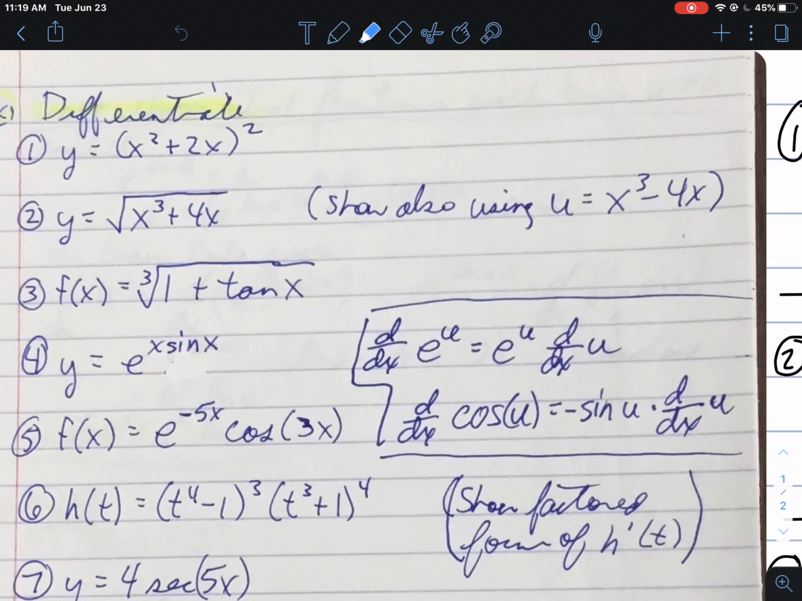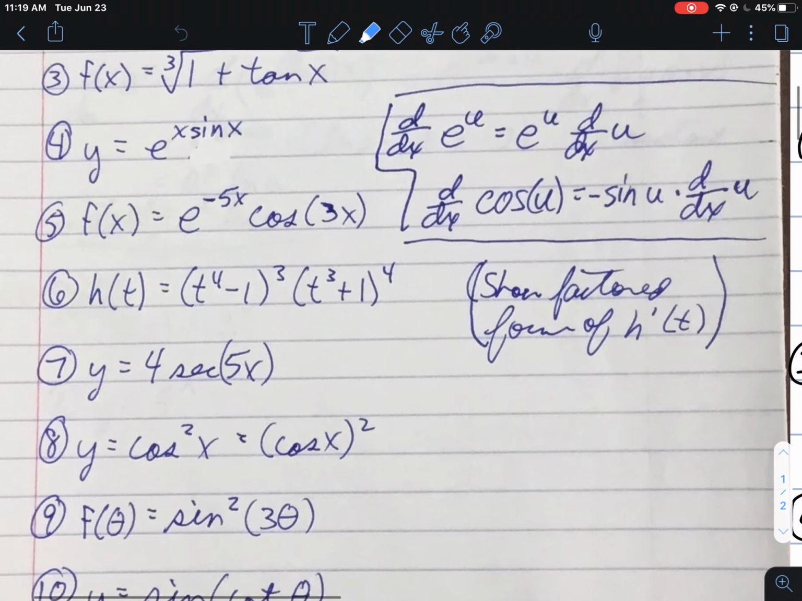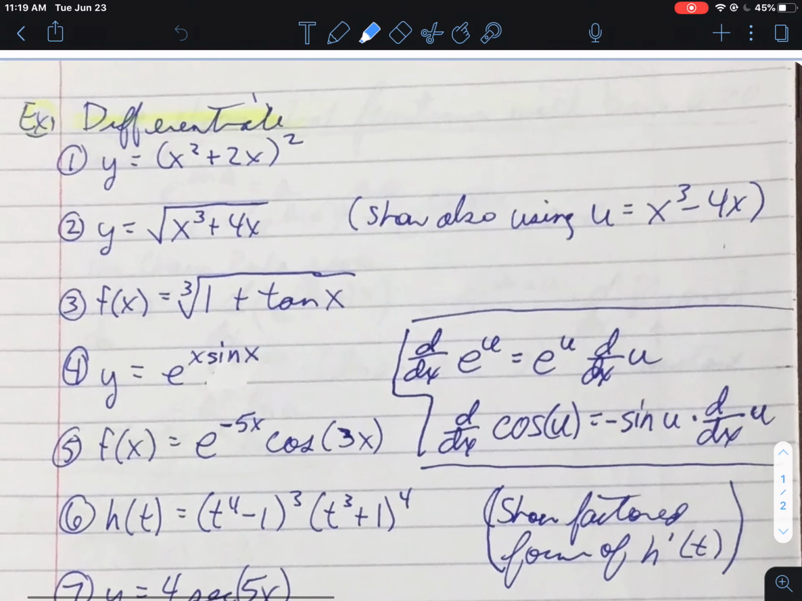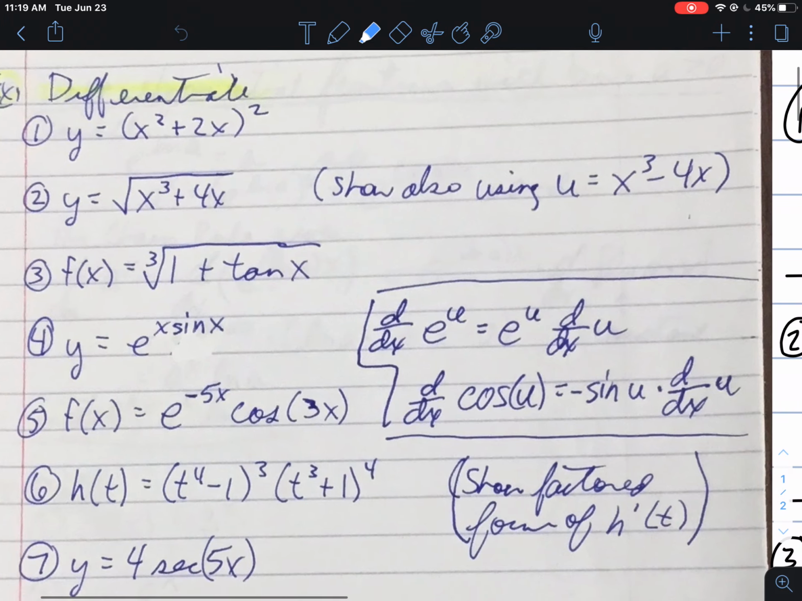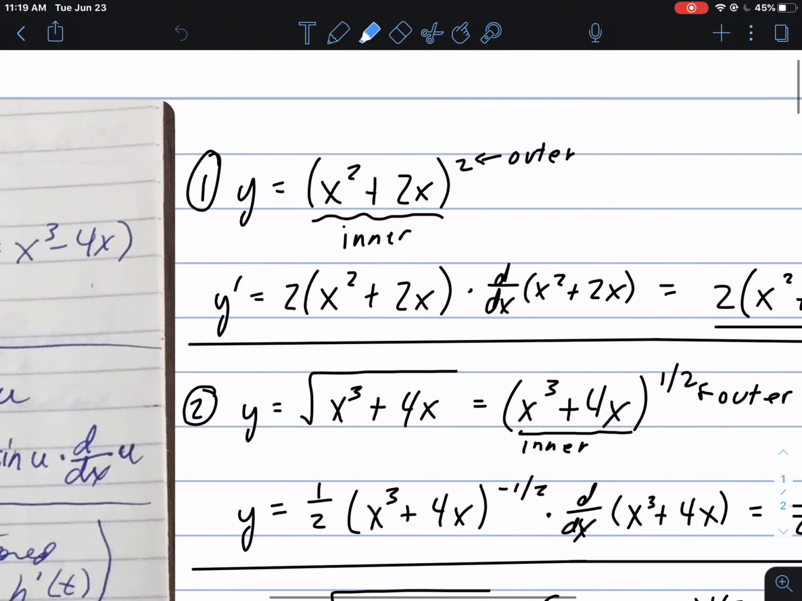All right, so let's start with some examples. And again, I have 10 examples that we're going to look at, just different combinations of functions and different things to look for. So starting with number 1.